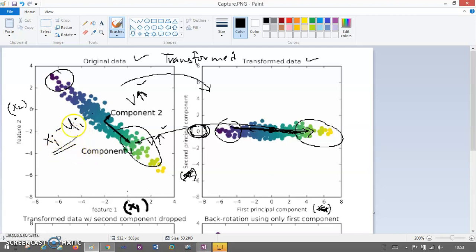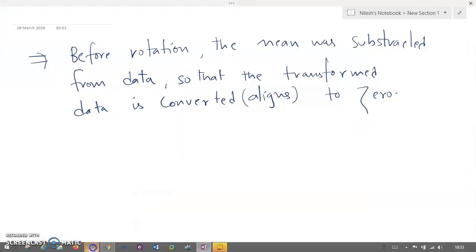And when you do that, your data is going to be very correlated with each other, and it aligns to 0. This is what I did. So if my xi is my data point, then I'm going to subtract the mean from it. Okay, this is what I did.